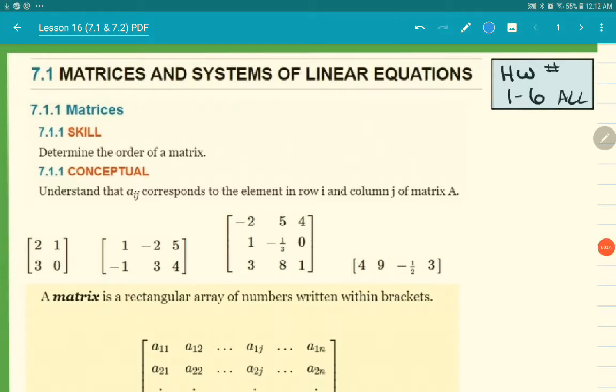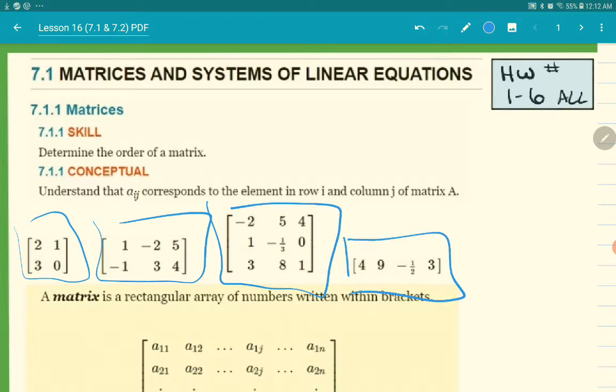In Chapter 7, we're introduced to matrices. So what is a matrix? Here are 4 examples. I showed 4 examples right here of matrices. It's basically an array of numbers or a table of numbers.